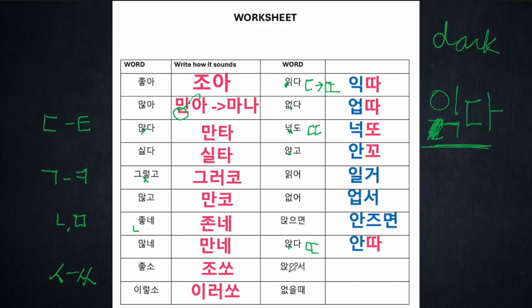Next one is a placeholder, so the consonant is gonna move over, 앉아서. Same thing. The next one is a placeholder, so the s will move over here, and it's gonna sound 없을 때.